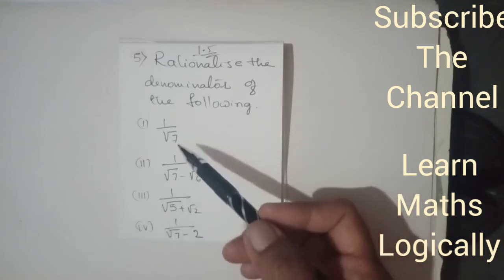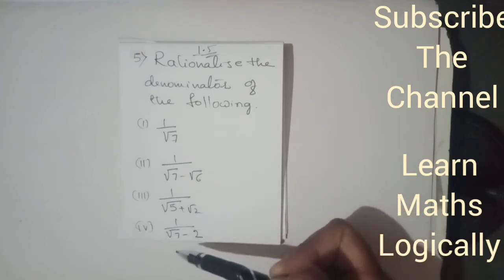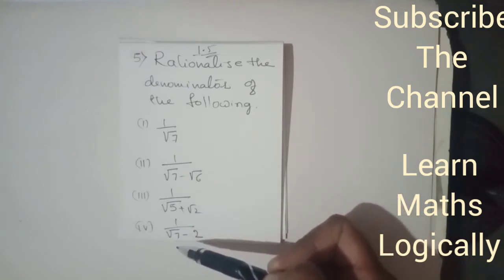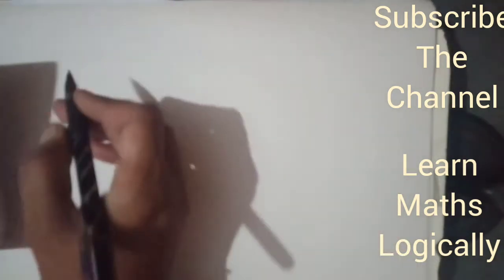See children, here the denominator is irrational. Here it is irrational. Here it is irrational. And in this last case also it is an irrational number. So how to rationalize the denominator? It is very simple, and I'll solve one by one. First we go with the first one.